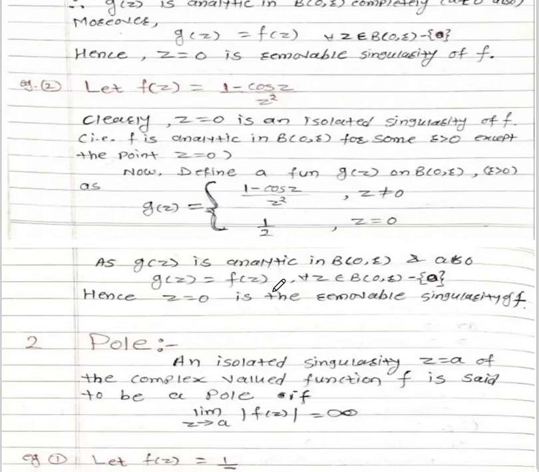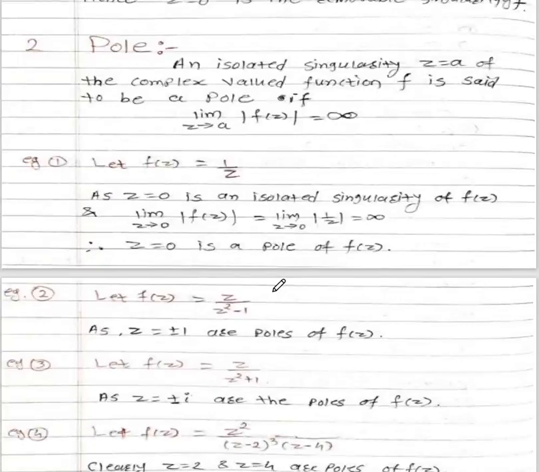Next singularity, that is pole singularity. What is the pole singularity? An isolated singularity z equal to a of the complex valued function f is said to be a pole if limit z tends to a of absolute value of f of z equals infinity. Then we can say that that is a pole singularity.